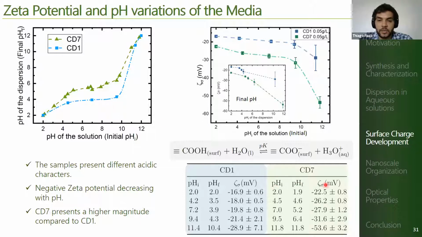As you can see, in all cases, the zeta potential is negative, and it's more negative for CD7. We can also see that we have here a small displacement that does not really follow the tendency before. And we'll talk about it in the next slide. Here, we imagine that the negative charge comes from the deprotonation of the carboxyl groups. And this is what is usually reported in the literature. And here we can see that it's actually the case.